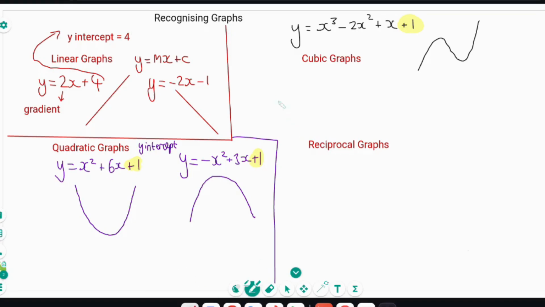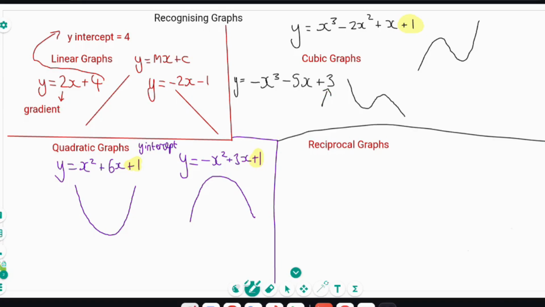So you could have a negative x cubed graph, a negative cubic graph. Right, what would that look like? It would be this way around. You've just got to kind of remember that, or you could work it out anyway. It'd be flipping round. And your y-intercept here would be 3. That is where it would cross through your y-axis.